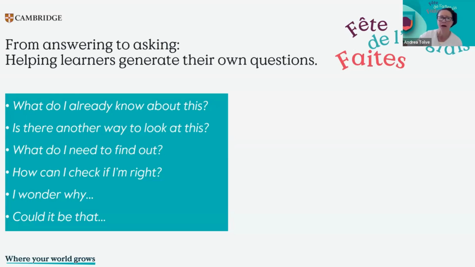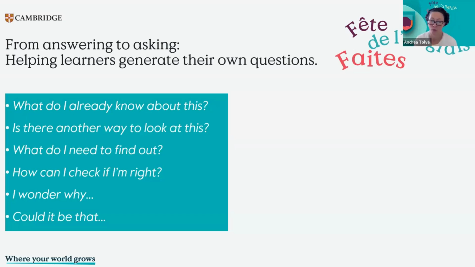What do I already know about this? Is there another way to look at this? What do I need to find out? How can I check if I'm right? I wonder why. Could it be that? So the idea of this is to get them thinking and stimulate them to ask more questions. And this is a huge step towards learner autonomy.